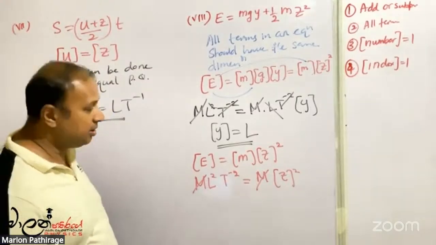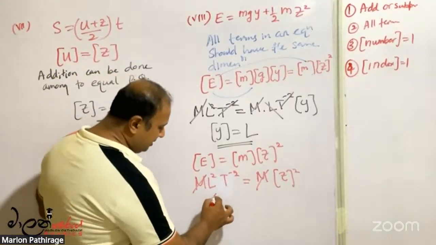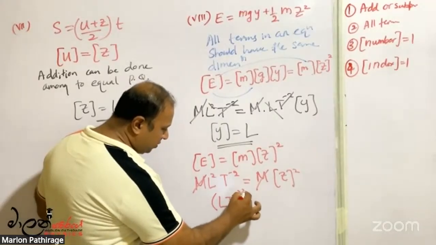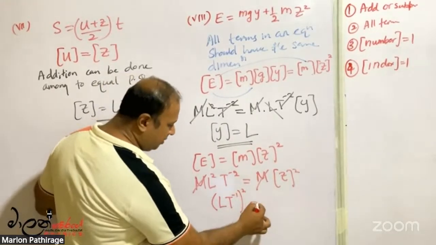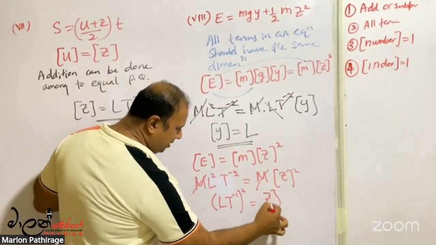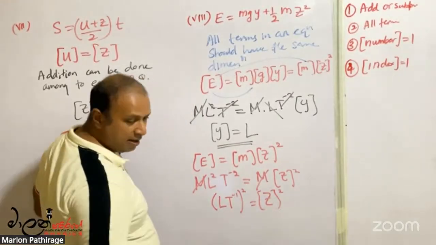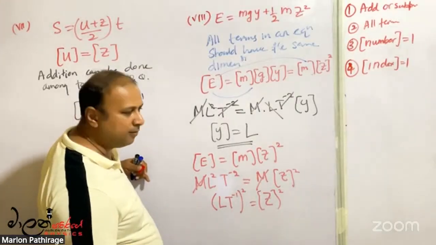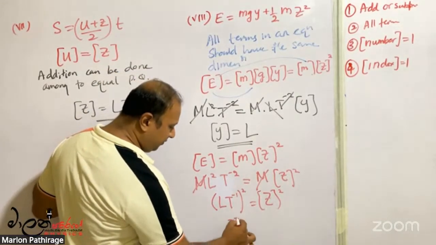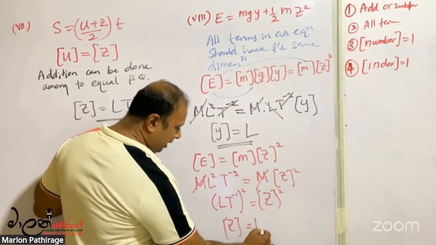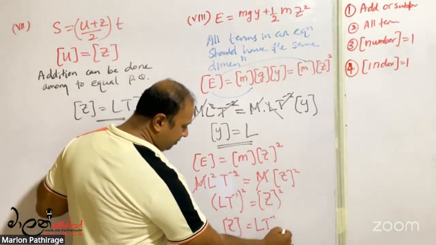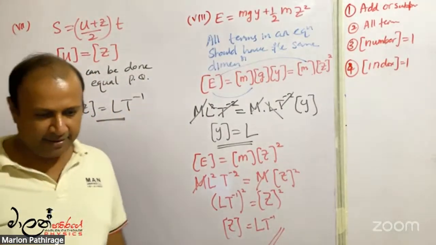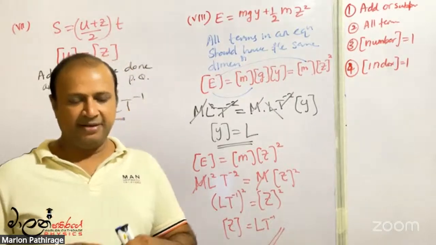L square T minus 2. That means this is equal to (L T minus 1) whole square, which is equal to dimension of Z square. Therefore, if you take the square root of both sides, dimension of Z is equal to L T minus 1.